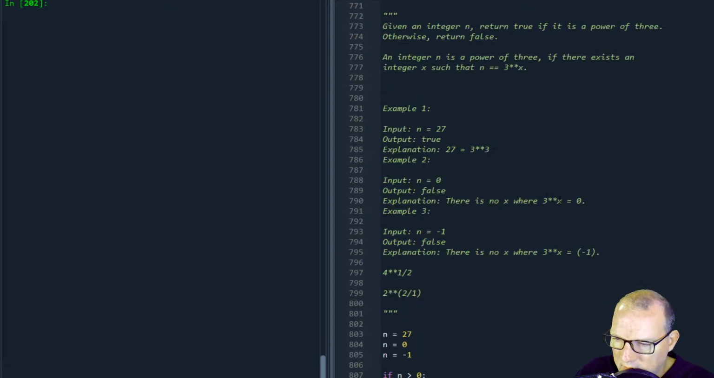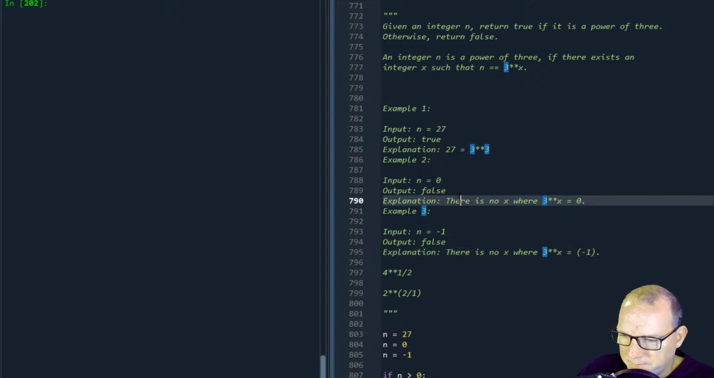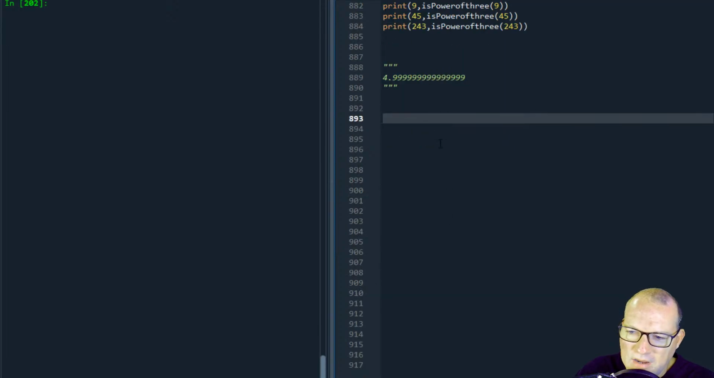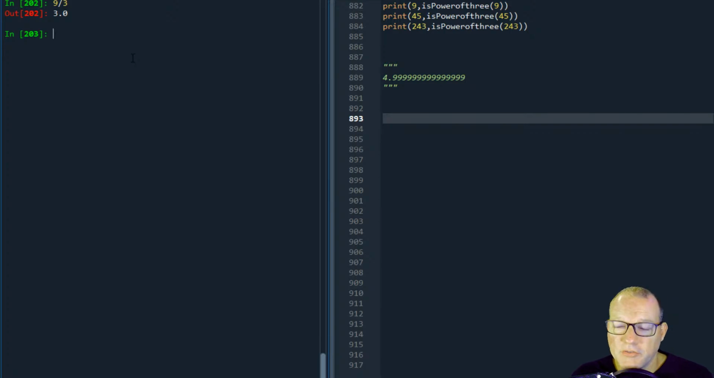So basically, is it a power of 3? Is it divisible by 3 repeatedly, and only by 3? This is a perfect way to think about this. So 9 is only divisible by 3 for the power. I get really out there with exponents and things like that. So the only factors are 3. That is a great point.